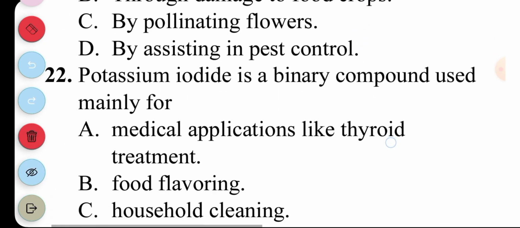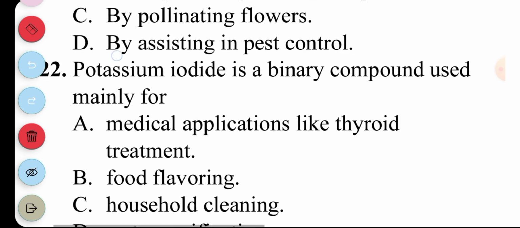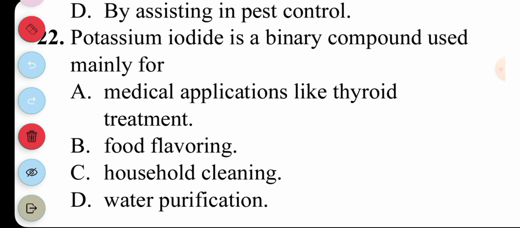22. Potassium iodide is a binary compound used mainly for A. Medical applications like thyroid treatment, B. Food flavoring, C. Household cleaning, D. Water purification. Now, looking at potassium iodide, the thyroid gland needs iodine, so the answer is A.